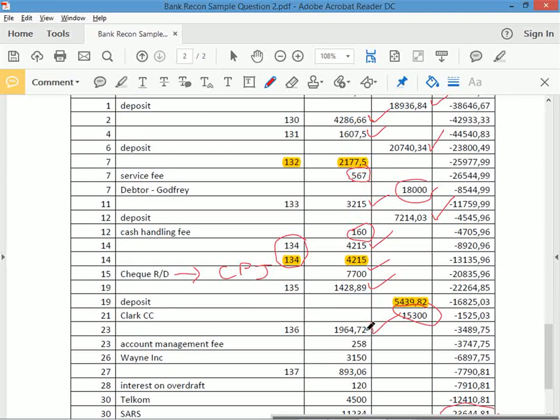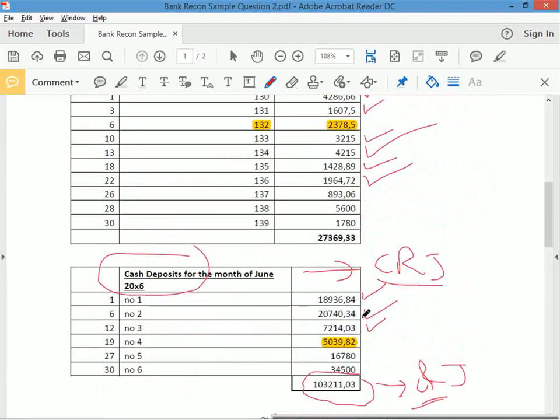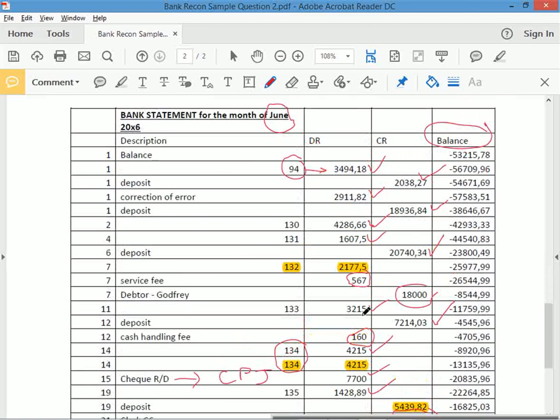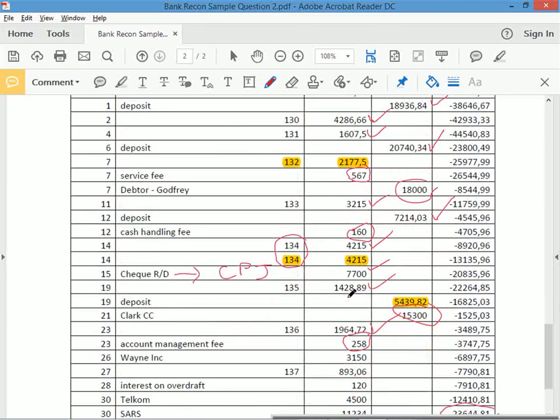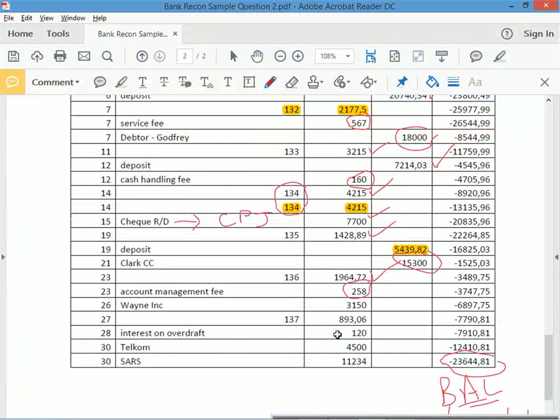Happy. Right, then we've got an account fee. What is that? It's a bank charge. Do I see the bank charge in my cash payments? No, I don't. So this is going to be an adjusting or reconciling item. Adjust. Where would you put this? Cash payments journal. Good. The account management fee, $258.